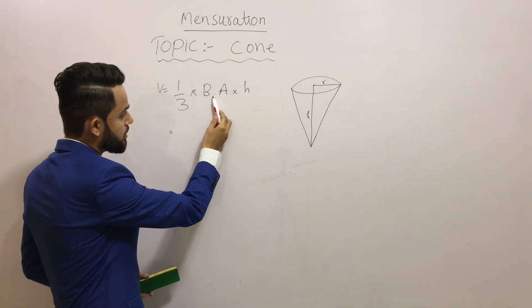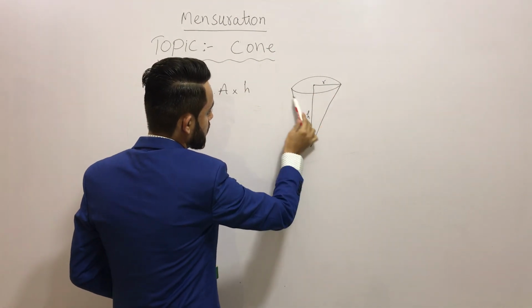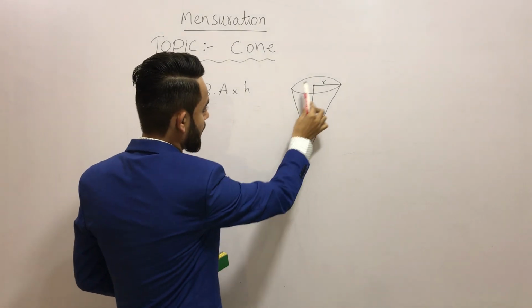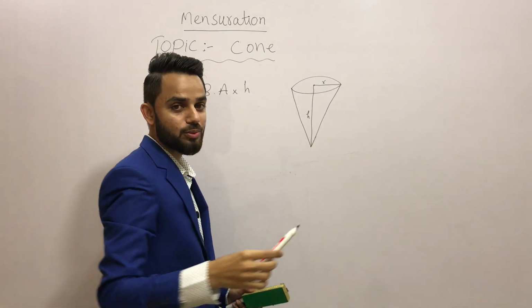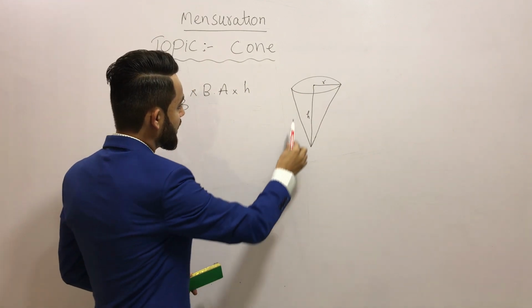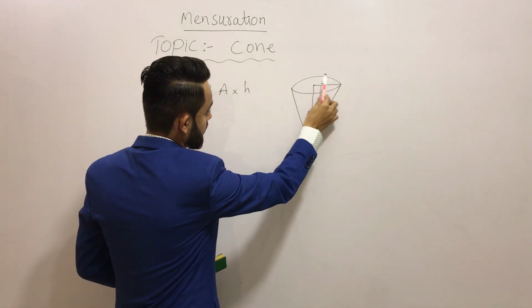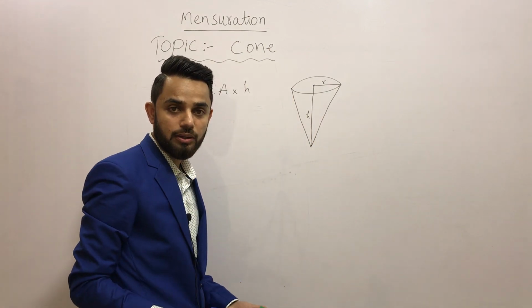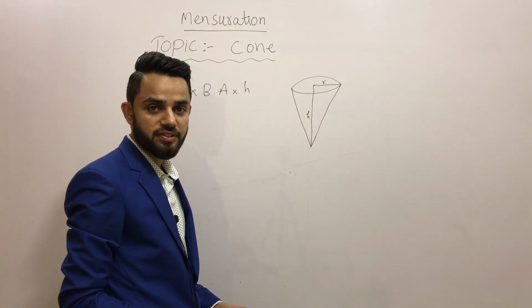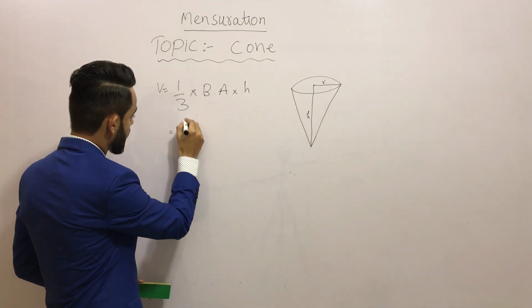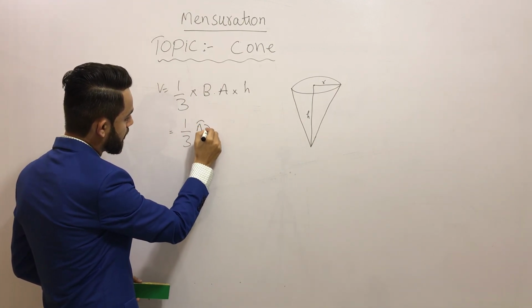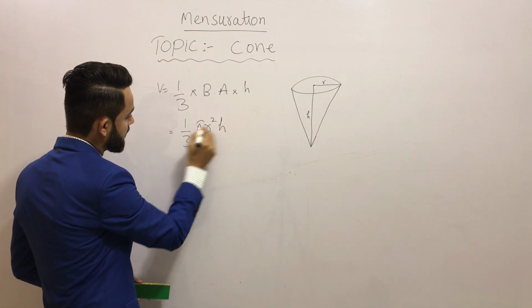Base area: we know that the base of this cone is a circle, okay. I try my best to make a complete circle, so if somewhere it's not looking right, do not mind that, but still it's a circle. The cone has a circle as its base, and we all know that the base area of a circle is pi r square. So we can write the formula for base area as pi r square, and that is multiplied by your H.